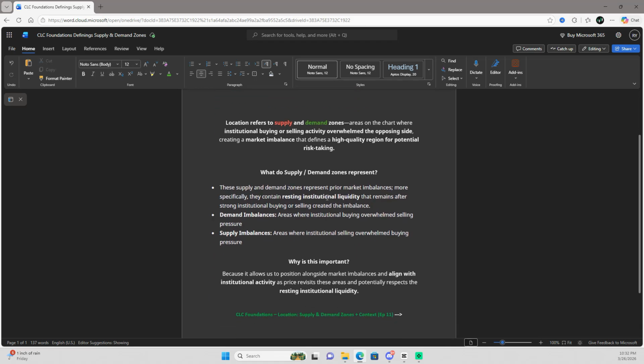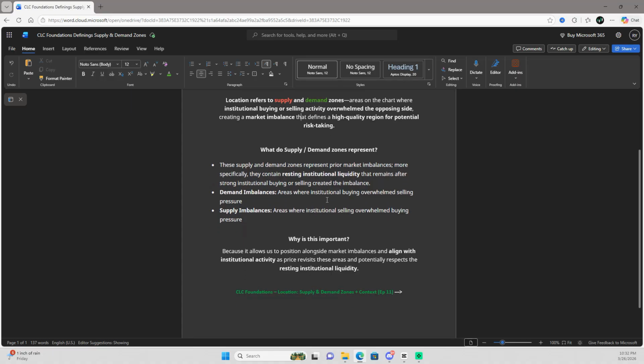So more specifically, what do they actually represent? What are they on a deeper level, and how do they form? So we understand that they're imbalances, but more specifically, these locations in the market, these imbalances, contain resting institutional liquidity that remains after strong institutional buying or selling created the imbalance. So keyword here is created. Understand that on any given day in the S&P 500, nearly half of the volume that's being supplied is being facilitated by institutional entities. So options desks, portfolio managers, prop firms, hedge funds, you name it.